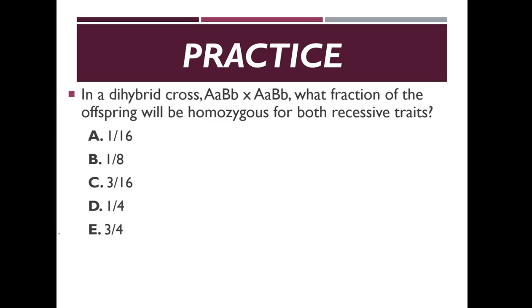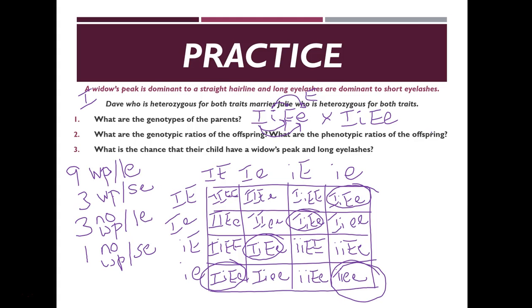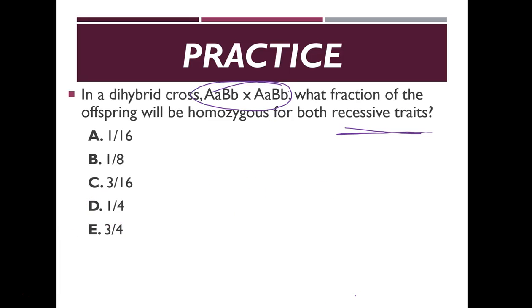All right, we'll do another one. So this one, same thing. Both parents are heterozygous. So what fraction of the offspring will be homozygous for both recessive traits? Well, we kind of talked about that. Let's go back here. There's only one that's going to be double recessive. So our correct answer is 1 out of 16.